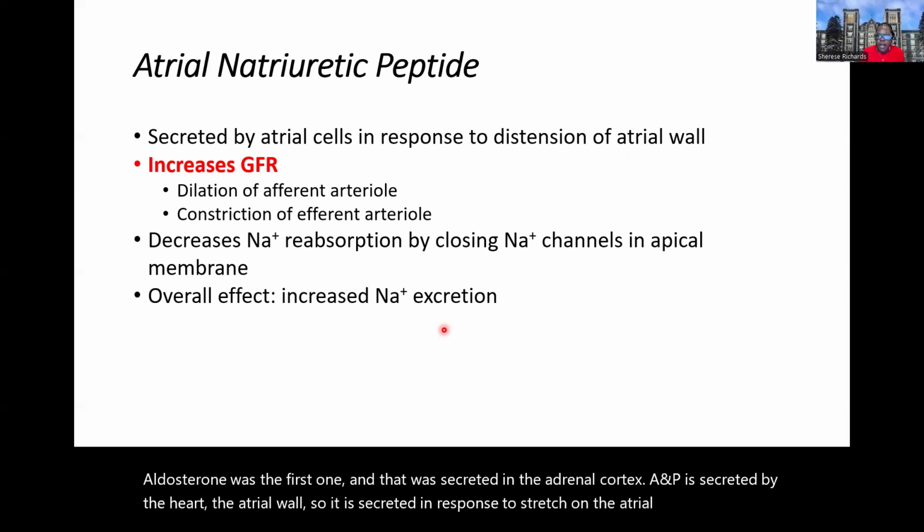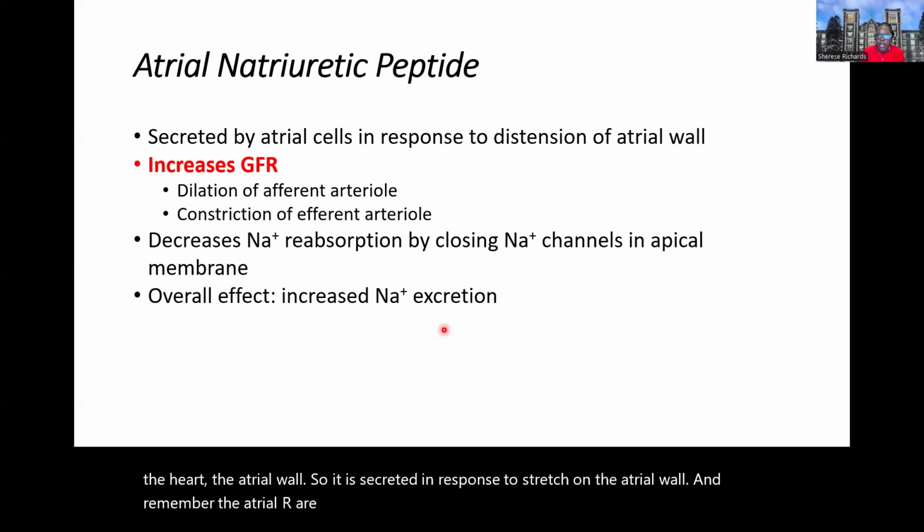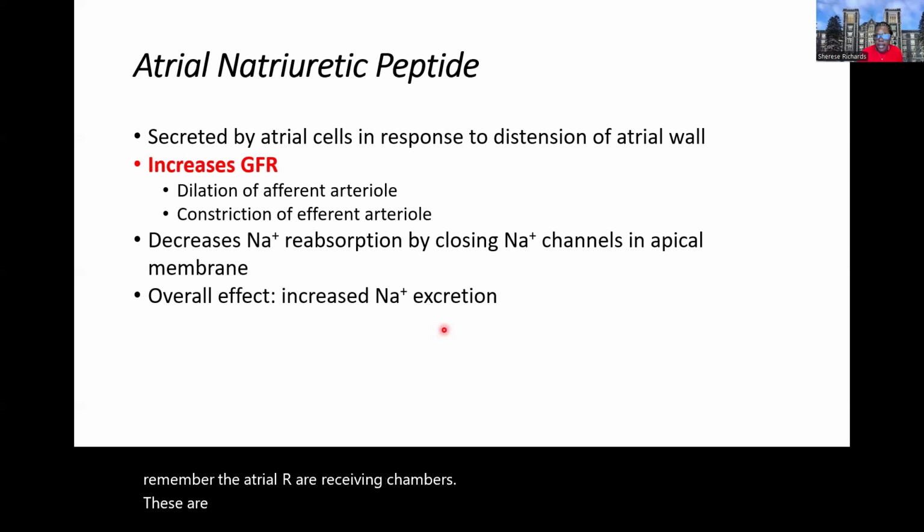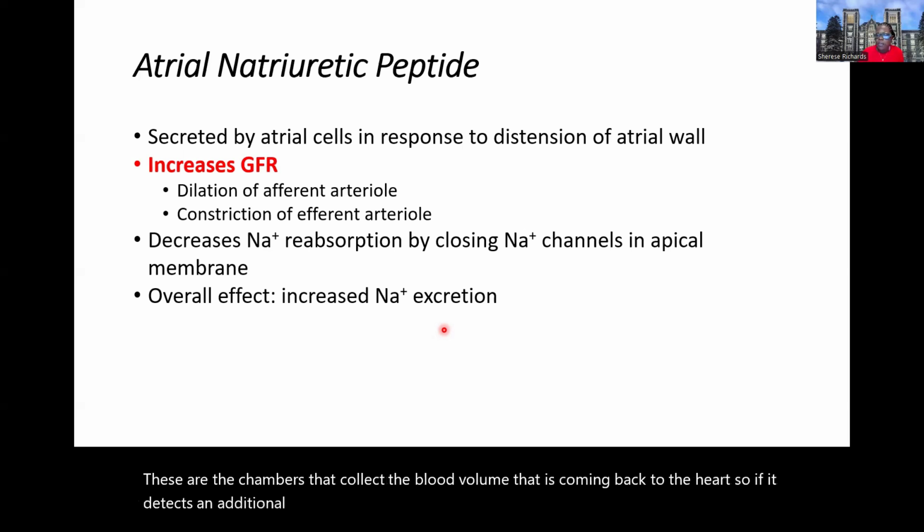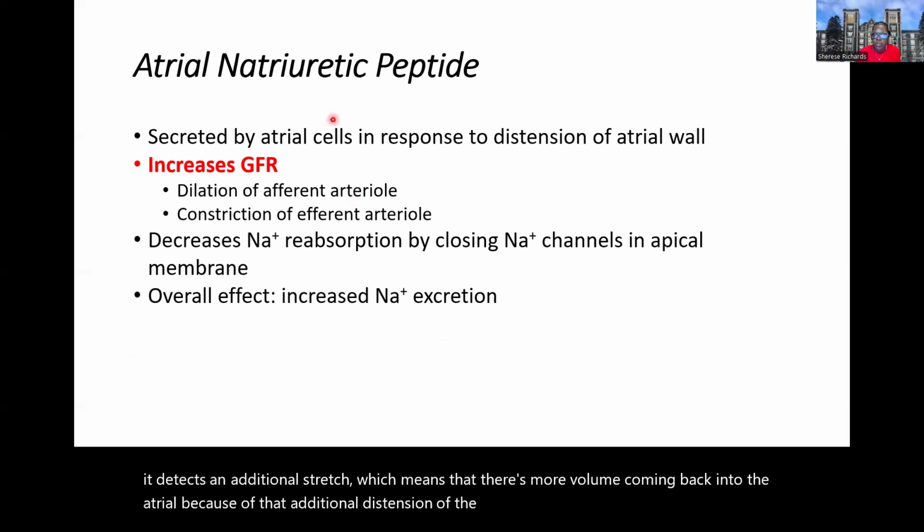And remember, the atria are our receiving chambers. These are the chambers that collect the blood volume that is coming back to the heart. So if it detects an additional stretch, which means that there's more volume coming back into the atria because of that additional distension of the wall, it will secrete ANP.